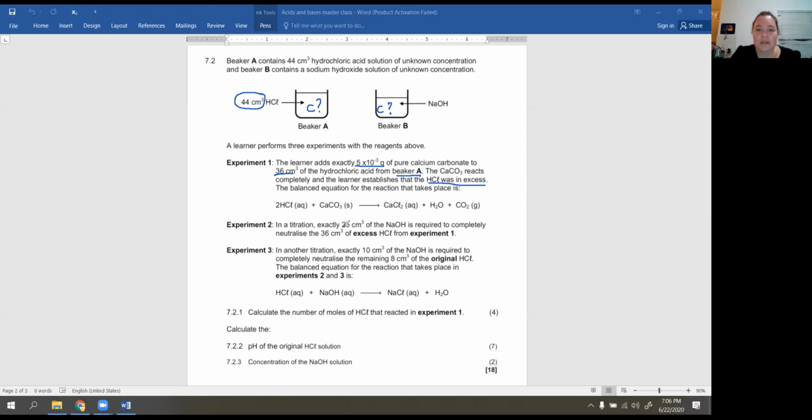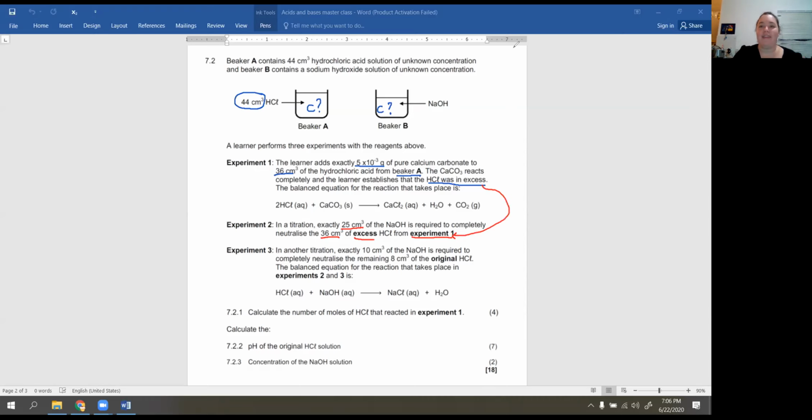Experiment 2 says, now experiment 2, we didn't actually know, I don't think we knew what volume it was. So in a titration, exactly 25 centimeters cubed of the sodium hydroxide is required to neutralize the 36 centimeters cubed of excess hydrochloric acid that is left over from experiment 1. So that is what we're then reacting this with.